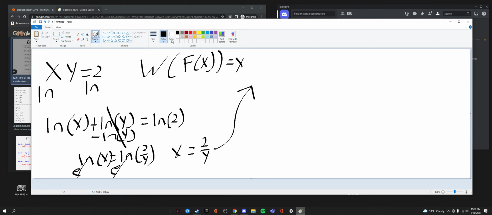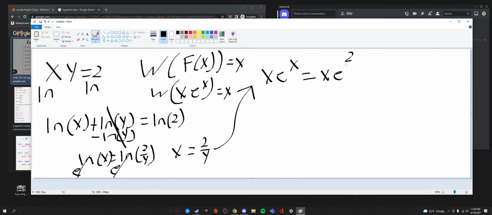Meaning, I think that's right, I don't know the exact thing, but essentially if we had some form x times e to the x, and we applied W, the Lambert W function, to it, we are left with just x. And that's exactly what I want to do with x equals 2 over y. So what I'm going to do is use x times e to both sides and use x times e as its base. So we have x e to the x is equal to x e to the 2 over y.